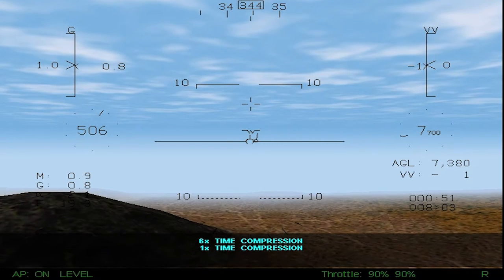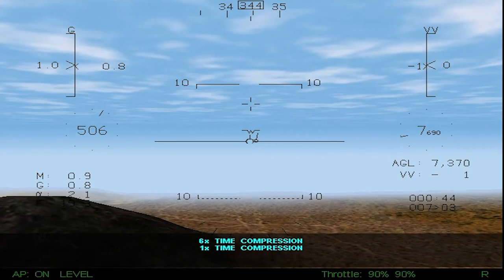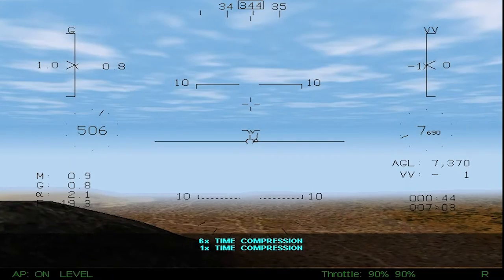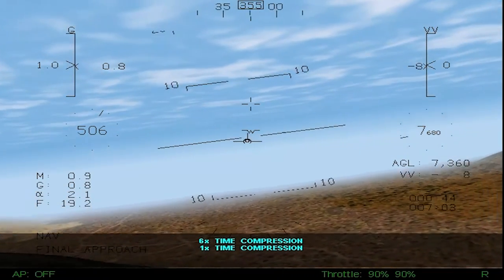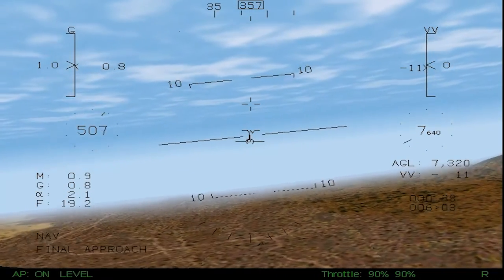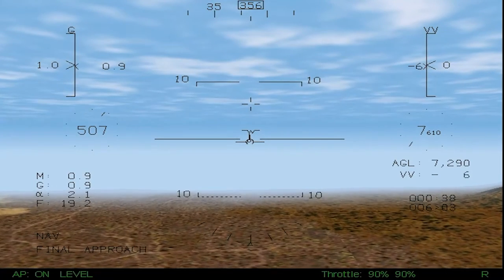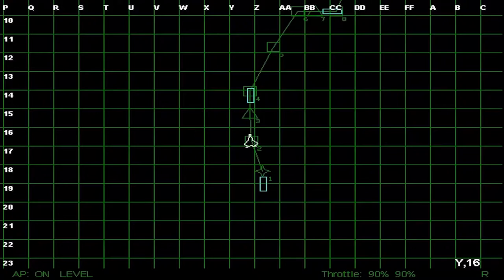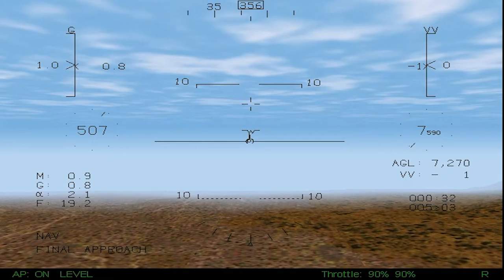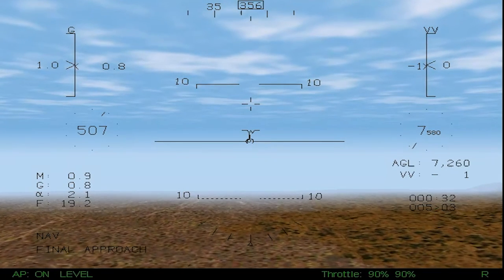All right, we're getting close. Now hit the G key to lower your landing gear. This will automatically extend your flaps. You will now notice the handling of the aircraft is a bit sluggish. When the F-22 comes into a landing configuration, it dampens the pitch and roll inputs to make the aircraft easier to handle at low speeds.